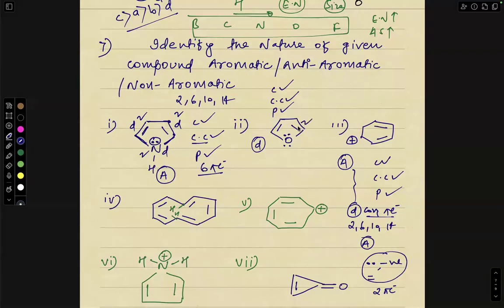Yes, 6, 2, 2. And whenever we have more than one lone pair, only one is delocalized and the next one is localized. So it can give 2. So total 6 pi electrons, 6 would be aromatic.